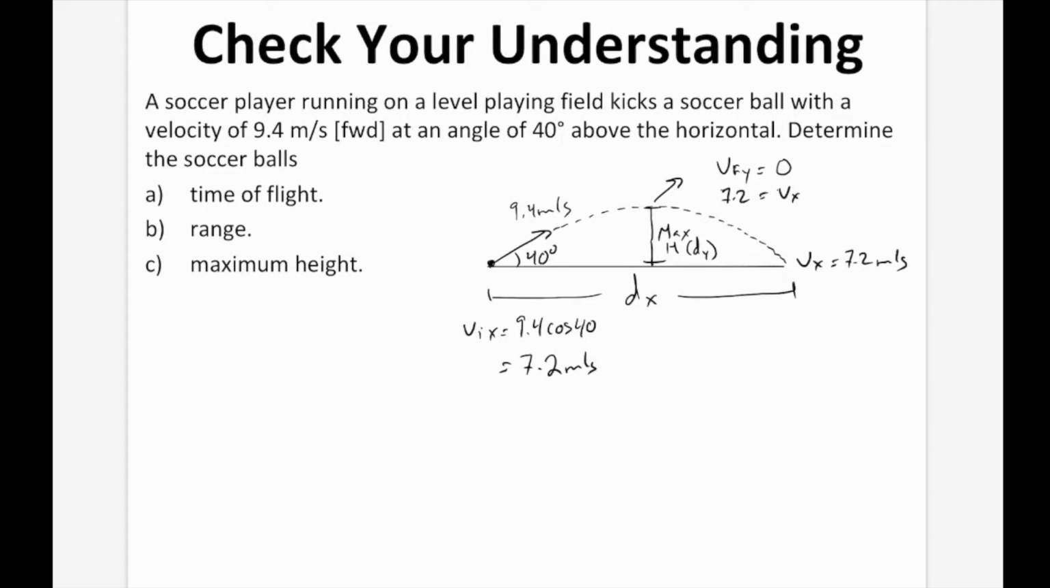So let's take a look at this question. So this question asks for our time of flight. Well, to find time of flight, we can find time up, and then we can multiply that by 2. So how do we find the time up?